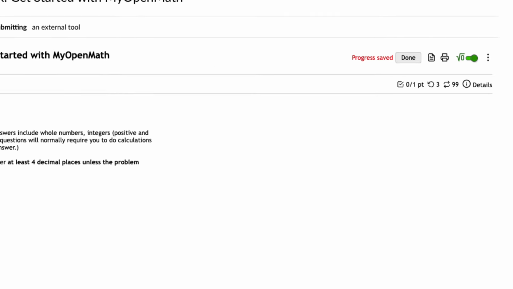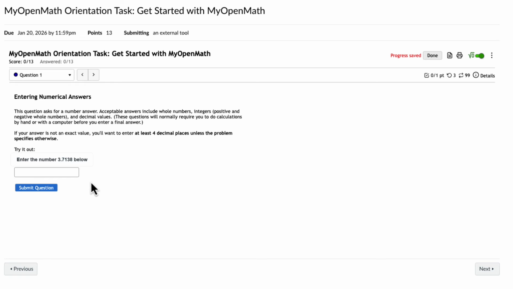Let's go back and take a look at question 1 together. This question is describing how to enter the answers. Typically, MyOpenMath wants you to round to at least 4 decimal places unless a problem specifies otherwise. So it's asking me to enter a number below.